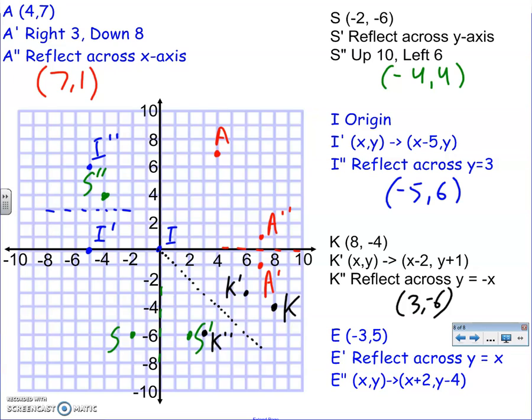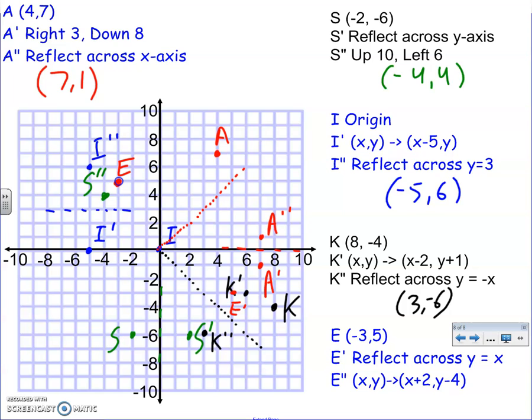E is at -3, 5. Left 3, up 5 right here. I wanted red. It says reflect across y equals x. Remember y equals x is this diagonal line going through the origin. Red was, I guess, a bad color. I can go count. Go right 1, 2, 3, 4, 5, 6, 7, 8. Then down 1, 2, 3, 4, 5, 6, 7, 8. Right here. Here's E prime.